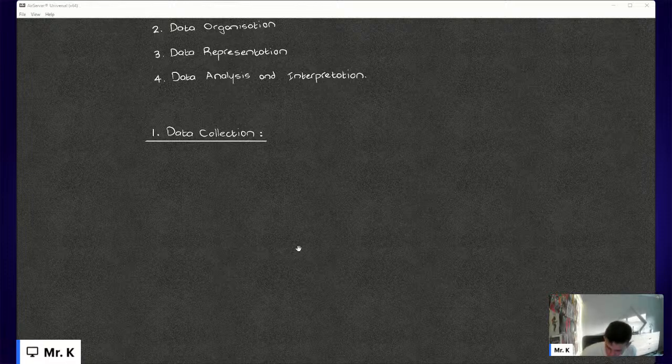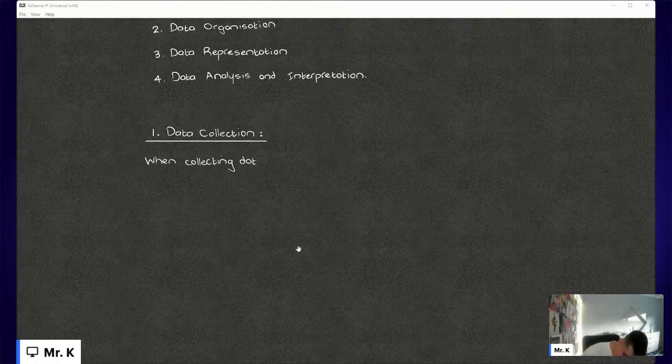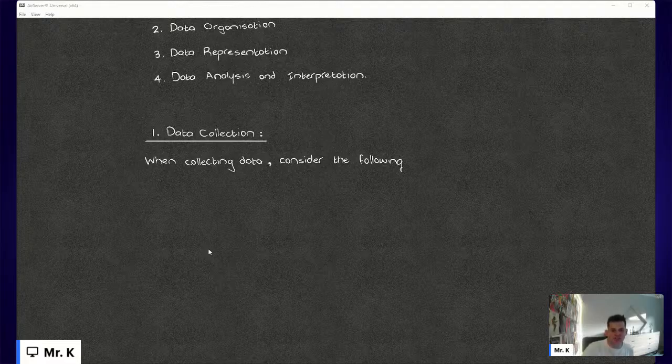Okay, so what are some of the things that we want to consider when collecting data? When collecting data, consider the following. What are some things that we need to keep in mind when we want to collect information for some kind of official use, right? I'm not just talking about discussing things with your friends. I'm talking about if we want to have businesses one day, we need to take information to somebody important.